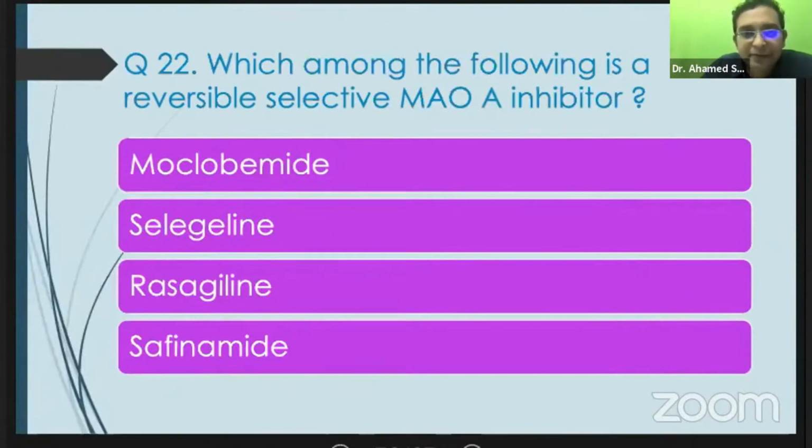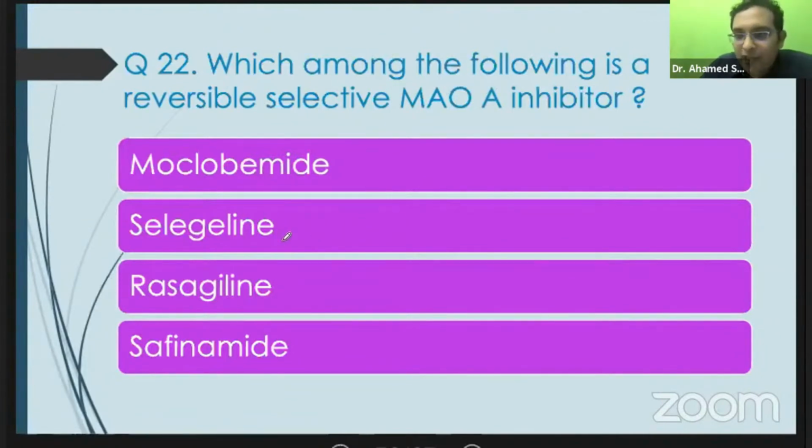Indian studies are there. Dr. Rupam Borgain, sir, from Hyderabad had done the study. We are proud that he had come up with the study from Hyderabad. He was my external examiner also. Which among the following? Actually, I was asking regarding MAO-A, not MAO-B.